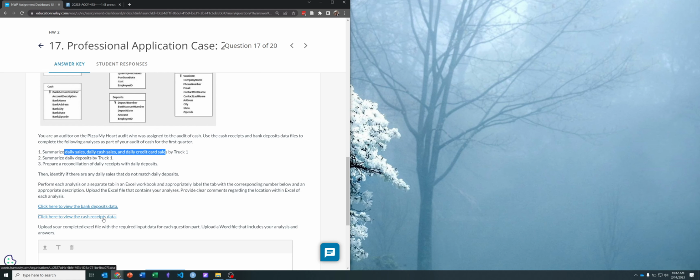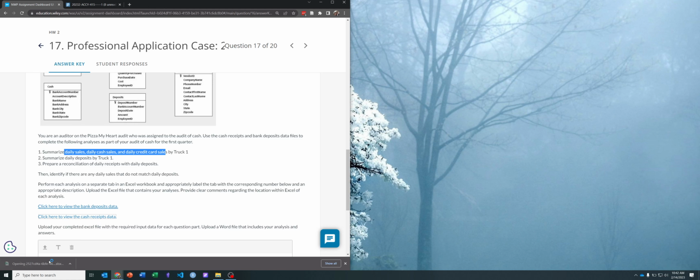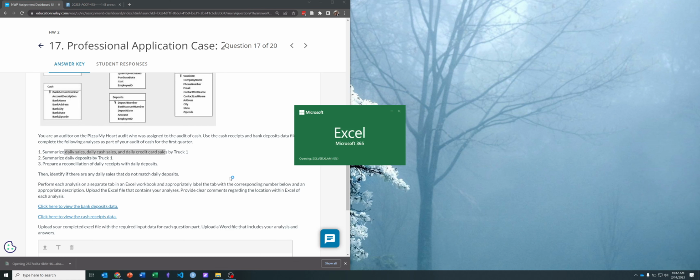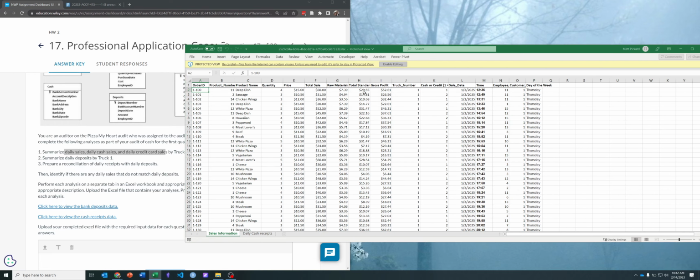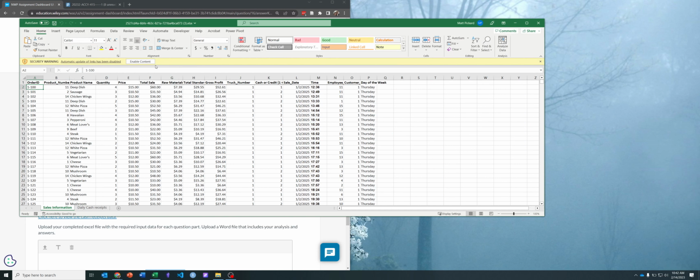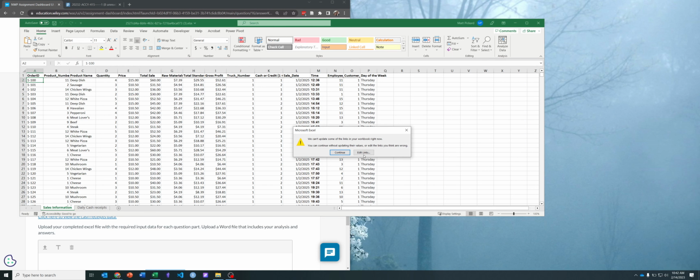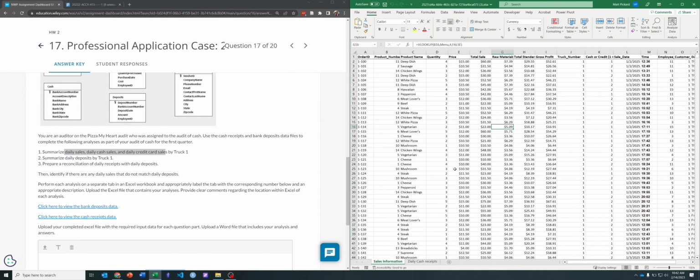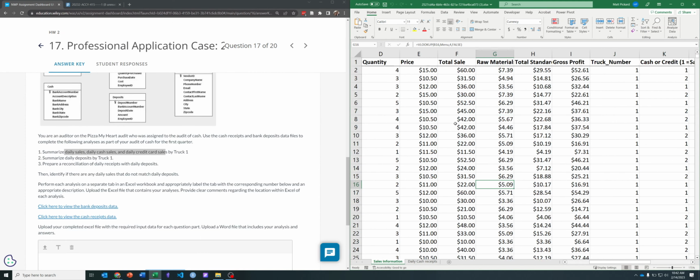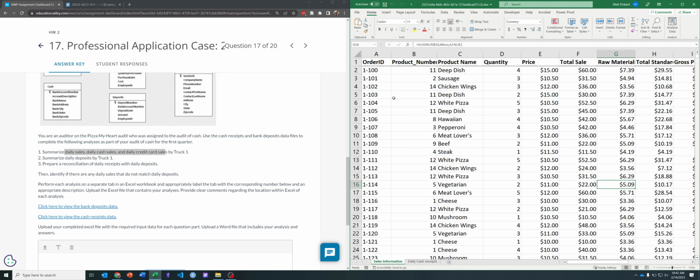We're going to start with our cash receipts data. Going to download it, open it up, and we just want to summarize it by day. So let's enable editing, enable the content, and we should be ready to go. I'll zoom in here so you can see a little closer. You need to be familiar with your data.